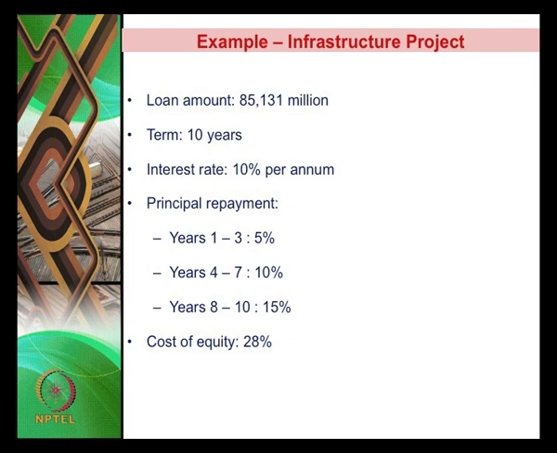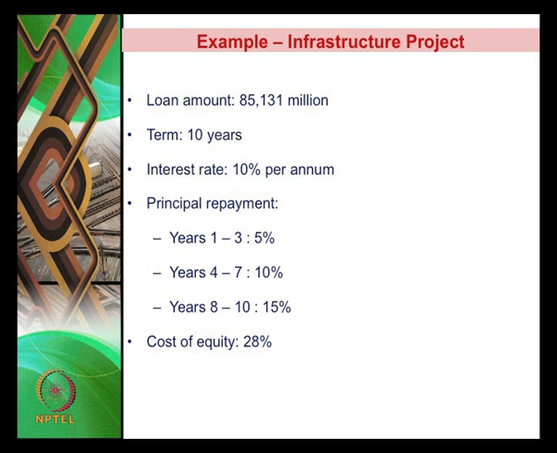So when we assume a 75% debt, that loan amount will work out to 85.131 million. So this is the total loan amount that is needed, and there are some conditionalities, features of the loan. The loan has a term of 10 years, and the interest rate is 10% per annum, and then the principal repayment varies with the project life.